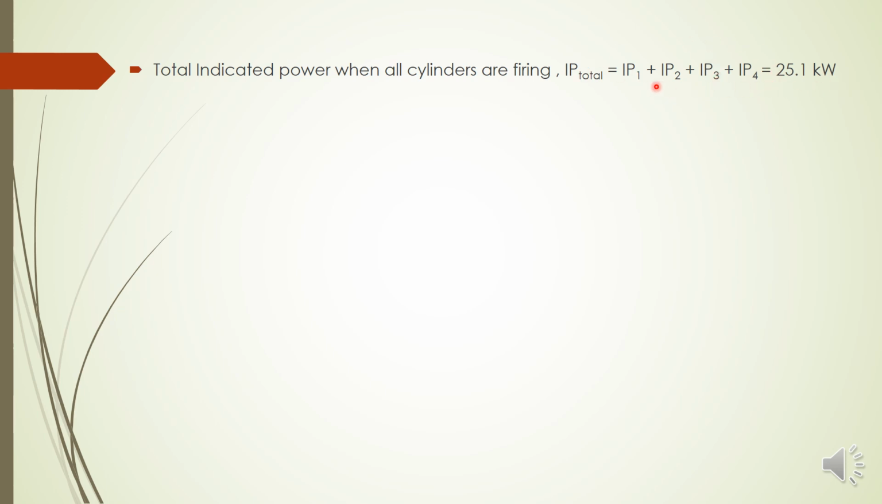So like this, you have already found IP total, and BP total is given in the first equation. Now the only thing left is the frictional power, which you have to find. Just subtract IP total and BP total. So the frictional power is IP total minus BP total. IP total is 25.1. BP total is in the first equation: when all the cylinders are running, the brake power is 20.9. That means the total frictional power of the cylinders is 4.2.